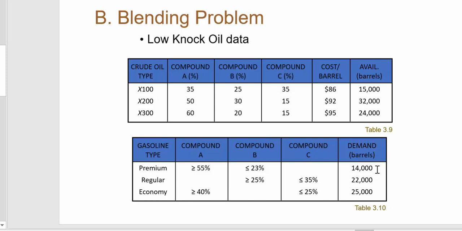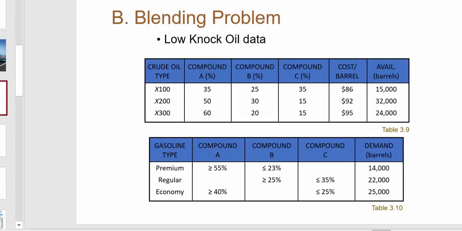All right, so again, in terms of meeting demand for premium, regular, economy, our customer doesn't want less than this. So if we're producing, we should make at least this amount, right? So at least 14,000 barrels of premium, at least 22,000 barrels of regular, and at least, so that sets up our constraints. So let's take a look here.